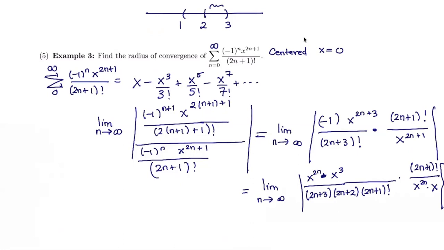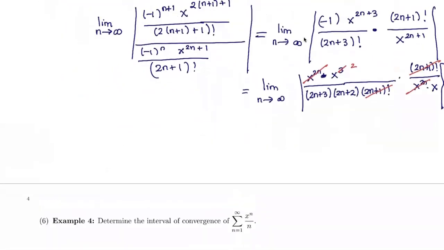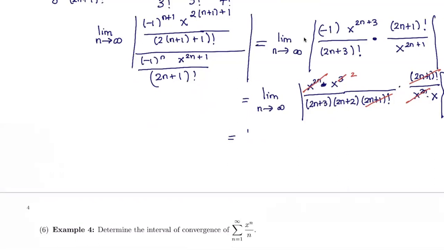Whereby the 2n plus 1 factorials will cancel out. The x to the 2n's will cancel out. We'll cancel out a power of x and end up with an x squared. And so this is going to come out to be the limit as n approaches infinity of the absolute value of x squared all over 2n plus 3 times 2n plus 2.